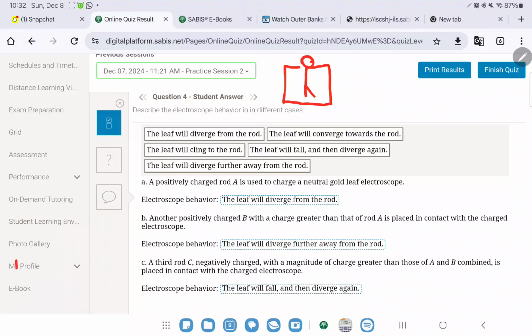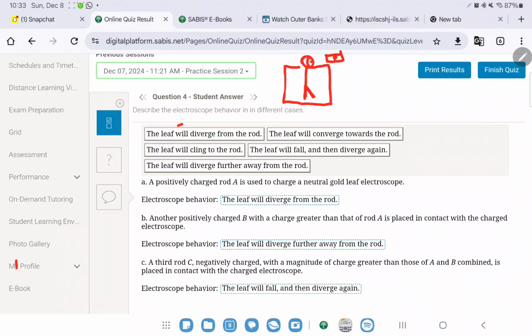If you bring a positively charged rod, it's used to charge a neutral gold leaf electroscope. If you bring a positively charged rod, this is gonna move all of its negative electrons here, which means the positive ones are gonna get pushed down the rod and to this. And if this is positive and this is also gonna be positive, the leaf is gonna repel away from the rod, so it's gonna diverge from it.